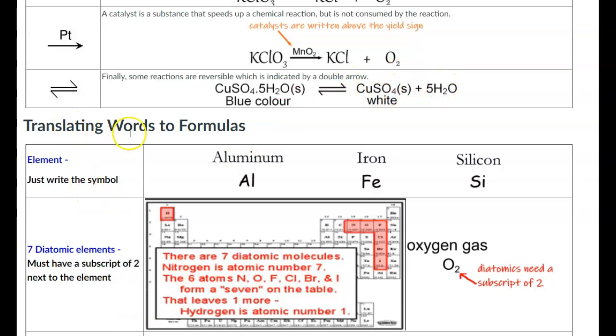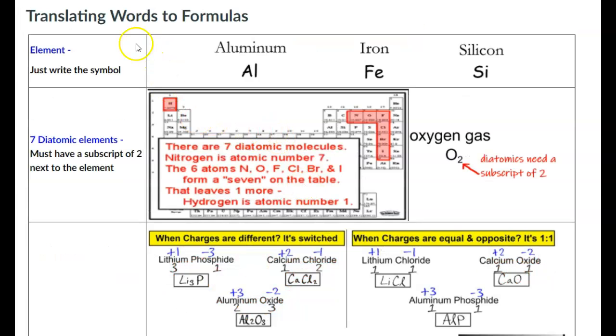Now let's look at translating words to formulas. There are several things to watch out for when translating words to formulas. If you see just an element, you simply write the symbol of that element. So if you see the word aluminum, just write Al for aluminum. Iron, Fe, silicon, Si, just for a few examples.